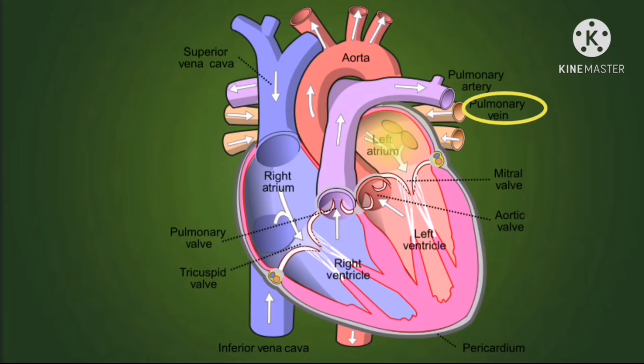Left atrium associated with pulmonary vein, through which oxygenated blood from the lungs is carried to the left atrium. Left ventricle associated with aorta. Left ventricle pumping oxygenated blood to the body through aorta.